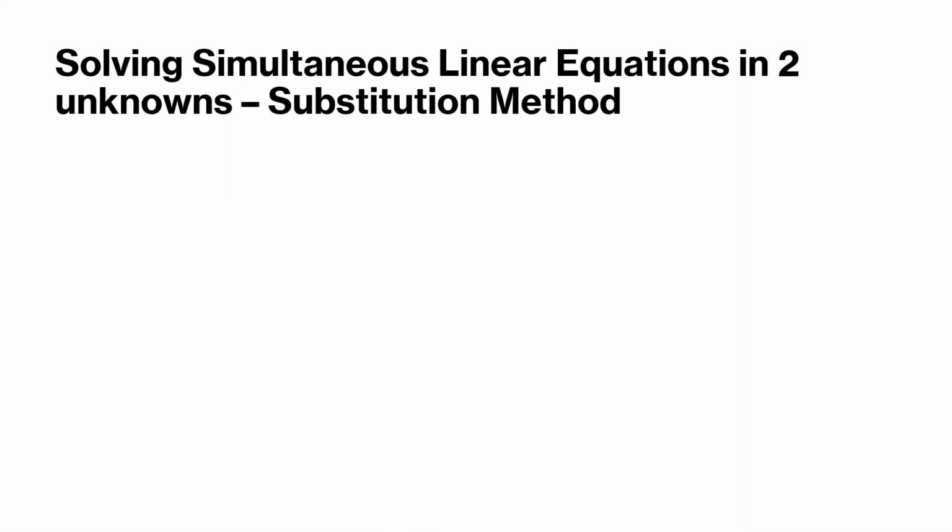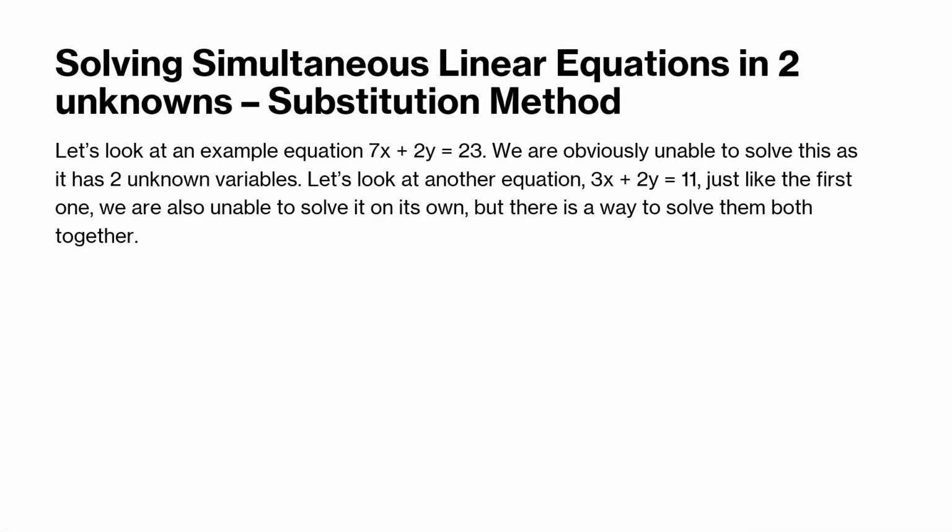Let's talk about simultaneous equations. Let's take a look at an example equation: 7x plus 2y equals 23. We are obviously unable to solve this as it has two unknown variables, our x and our y. Let's take a look at another equation, 3x plus 2y equals 11. Just like the first one, we're unable to solve it on its own, but together we can solve them.